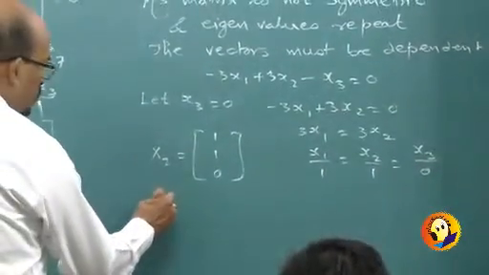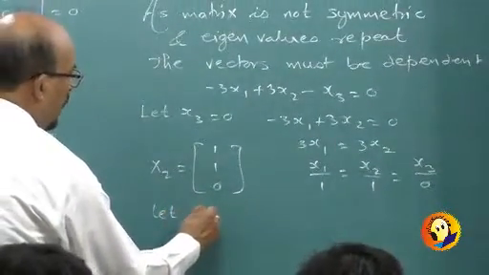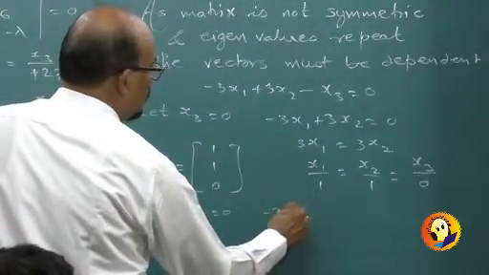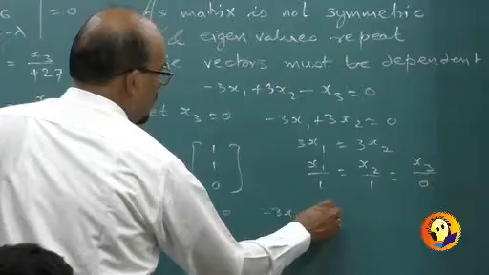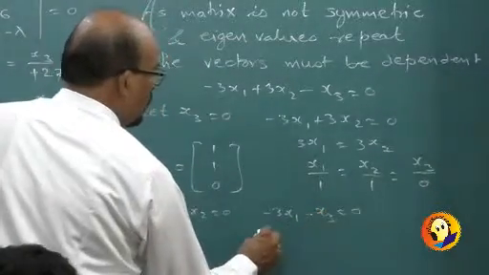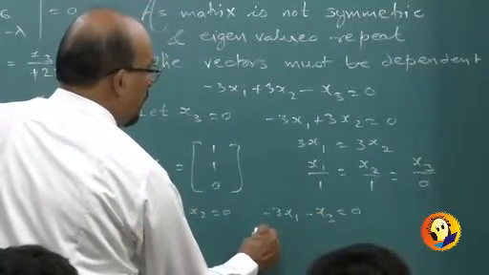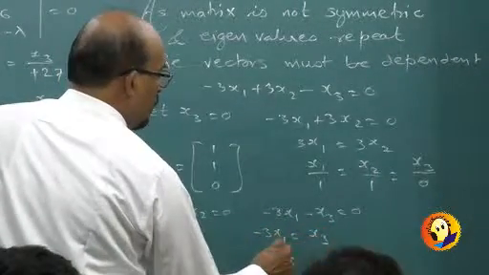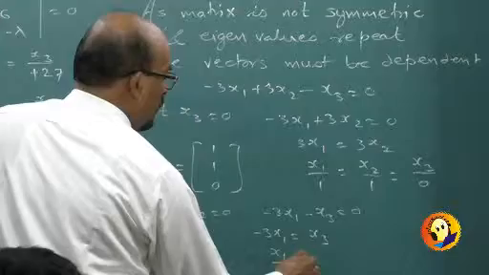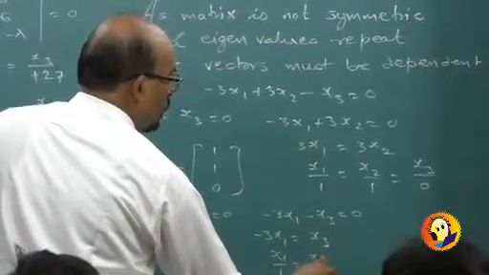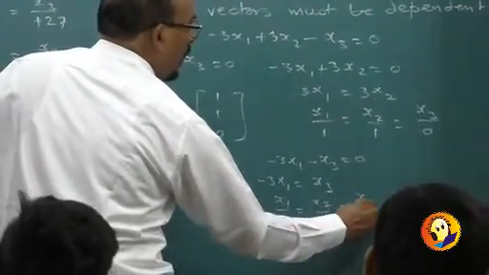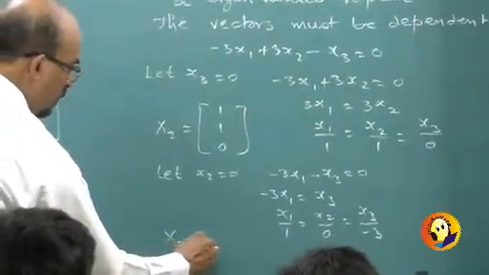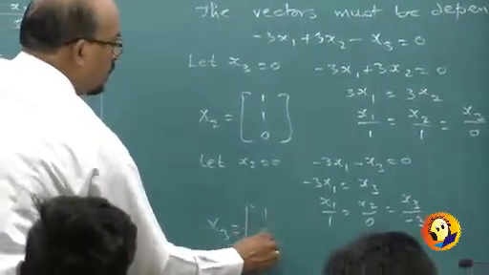and I can assume let x2 to be equal to 0. So I get minus 3x1 minus x3 equal to 0. So it will be minus 3x1 equal to x3, or x1 upon 1 equal to x2 upon 0 equal to x3 upon minus 3. And so the third vector comes out to be 1 0 minus 3.